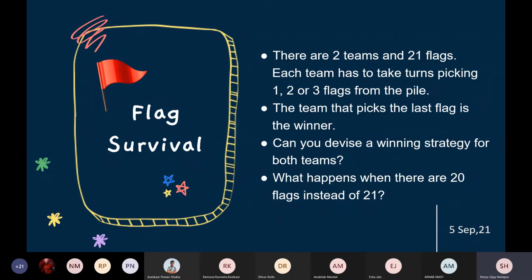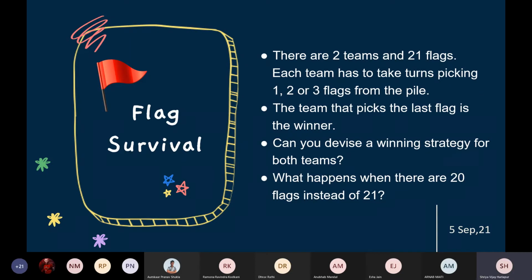So we basically use this backward thinking and say, okay, if I want four flags left at the end, then in the second to last round, I want eight flags to be left. In the third to last round, I want 12 flags to be left. And before that, there have to be 16 flags and 20 flags, right? And so if A has to pick the last flag, they have to make sure that they pick only the first flag.